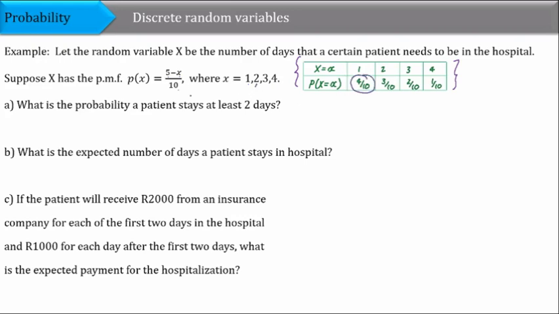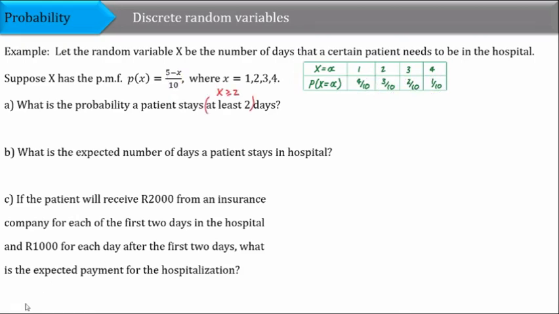If x is 2, probability will be 5 minus 2, which is 3 over 10. If x is 3, 5 minus 3, which is 2 over 10. And when x is 4, it's 5 minus 4, which is 1 over 10.